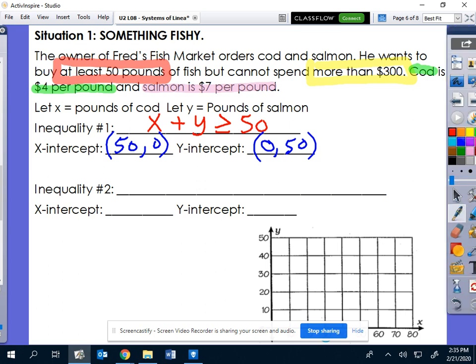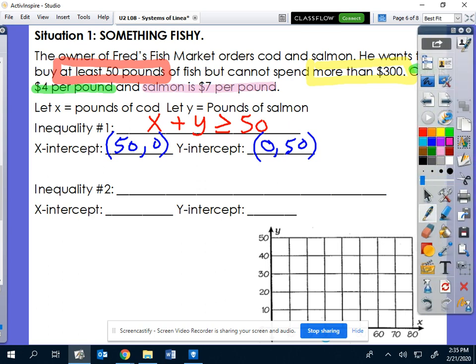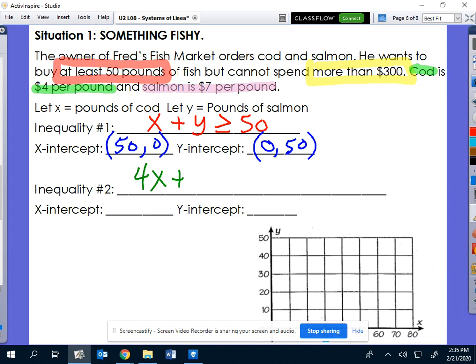The second inequality takes a little bit more thought, but it's all about the cost. So we know that it costs $4 per pound of cod, so that's going to be 4x, plus $7 per pound of salmon, so that's your 7y. But remember, we have a budget. We can't spend over $300, which is where that less than or equal to comes into play. So less than or equal to 300. And then once we do that, there's a little bit more math to do here.